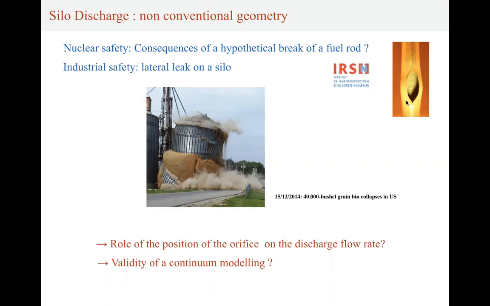If there is a leak on a rod which is 4 meters long and 1 centimeter in diameter, this leak will be on the side. So we were interested to know what the silo discharge is when there is a hole not at the bottom, but at the side. More generally, if you think about industrial safety and a normal silo, because of the shear stress at the wall, if there is an accident or a leak, it will be on the side. So the question we ask is, what is the role of the position of the orifice on the discharge flow rate? And the second thing we want to validate is the use of continuum modeling on this non-conventional geometry.